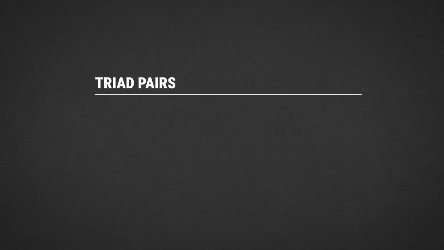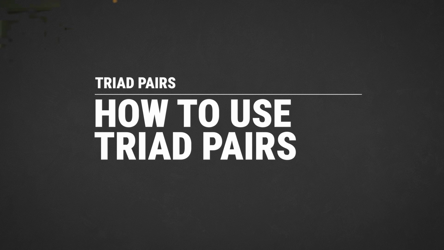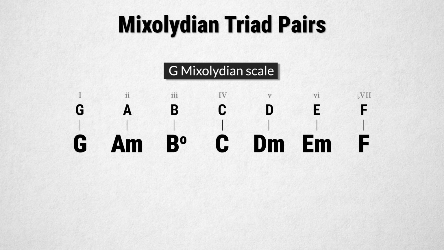So let's see how to use the actual triad pairs. Now, the use of triad pairs is actually quite simple if you know your scales. Say we want to create a Mixolydian lick with triad pairs. Then first we will look at the triads in the, let's say, G Mixolydian scale. Any combination of 2 triads that have no common notes are usable, but some work better than others.